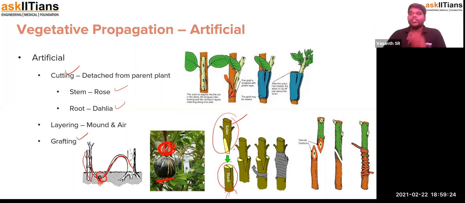The stalk part will be providing the nutrients, and the scion part will be providing the quality products. After connecting it with the vascular bundles united, you just have to tie it tight with plastic holdings or some cellophane tape or any duct tape or anything like that. That makes sure the scion and the stalk stick together. So this is another vegetative propagation, artificial, in a nutshell.